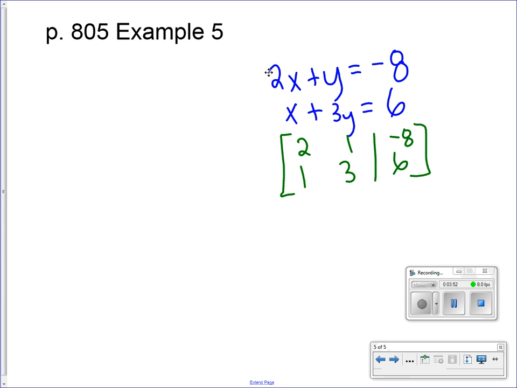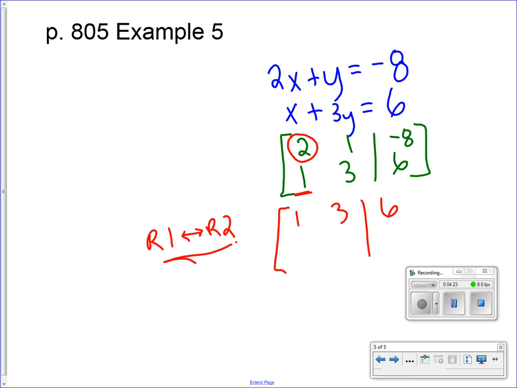Now I'm going to work down the staircase. So I'm starting in this top left element, and I want that to be the number 1. You want to do as little work as possible. I notice that the next row starts with the number 1. I really want that to be the first element. I can do that by switching the rows. So my first row operation is to switch row 1 and row 2. You do have to write down what you are doing, and then you're going to do it.